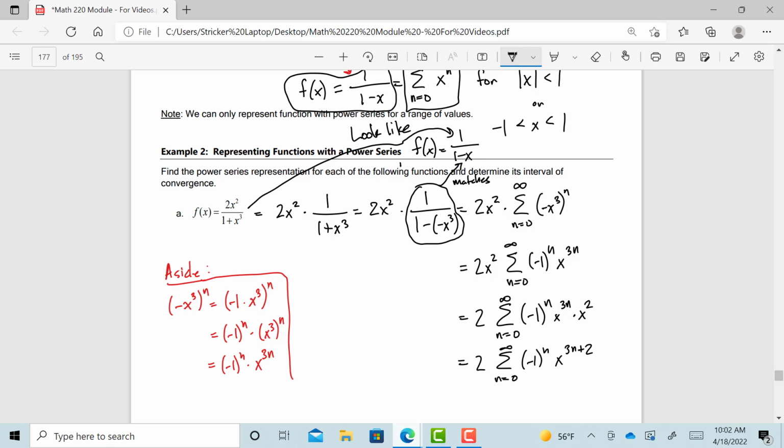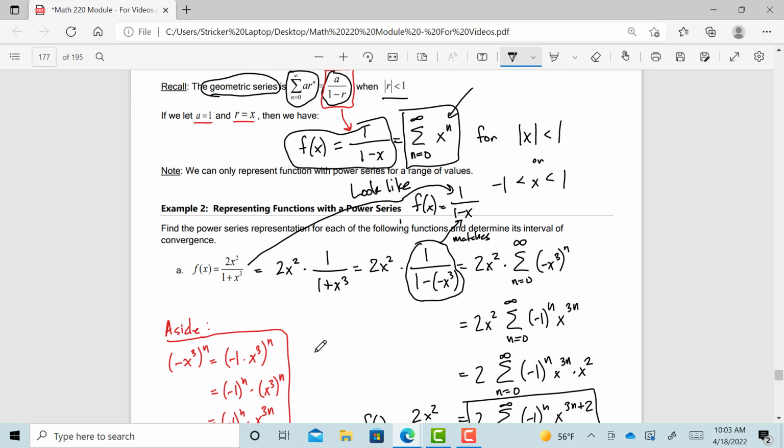All right, so our original function, our f of x, that was equal to 2x squared over 1 plus x cubed, this is a power series representation. Now, it's not true for all values of x. It's only true for a certain number of values.